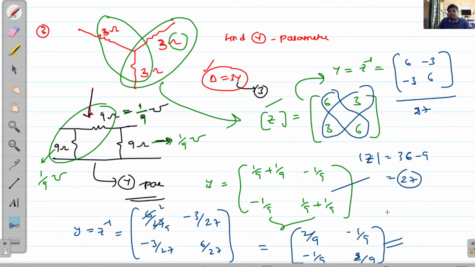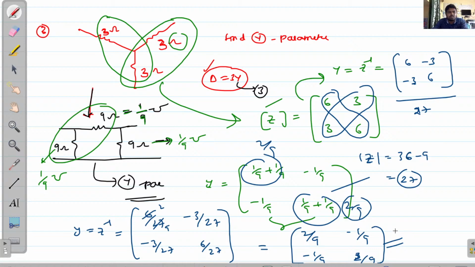So in this way also you will get the same answer. If you calculate this, you will get 2 by 9 only, right? This one also 2 by 9. So both ways you will get the same answer. Okay, we have multiple approaches to find any particular element, any particular circuit. So ultimately your answer should be the same. Okay, so this is about Y parameters.